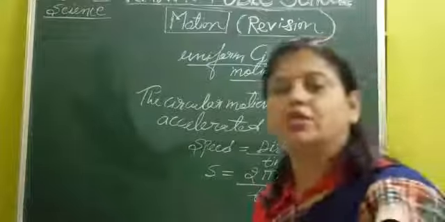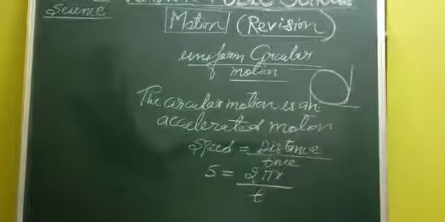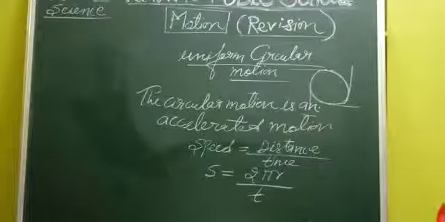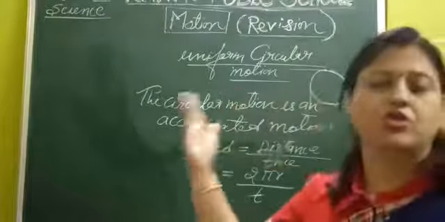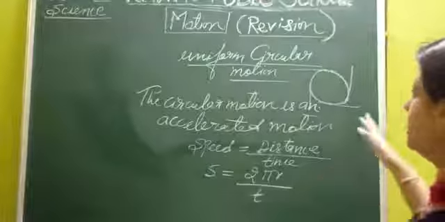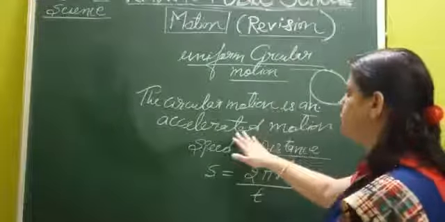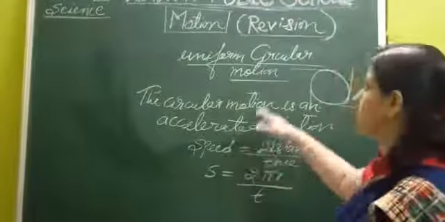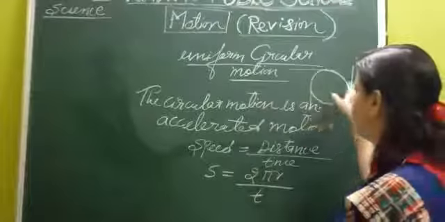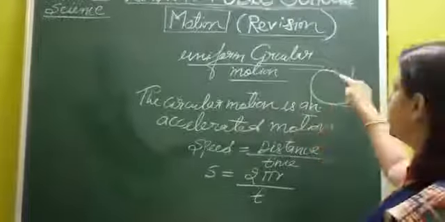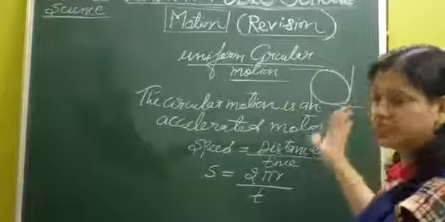That's why it is called accelerated motion, because what is acceleration? The rate of change of velocity. Direction, distance with direction already changes at every place. That's why circular motion is known as accelerated motion. In uniform circular motion, an object moves uniformly and at every point its direction changes.